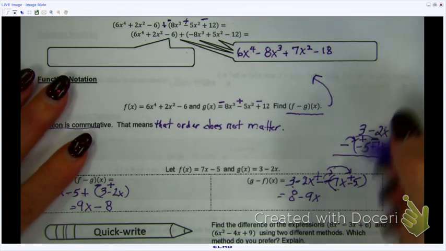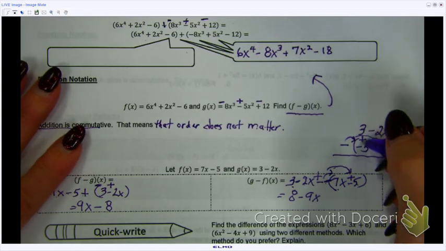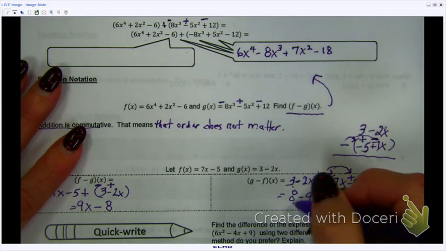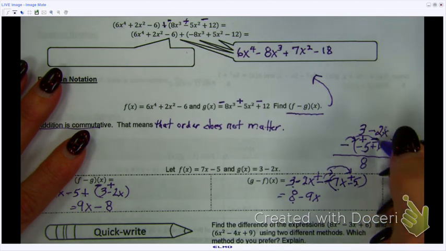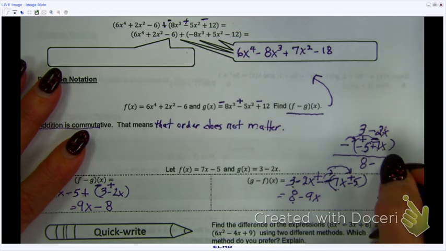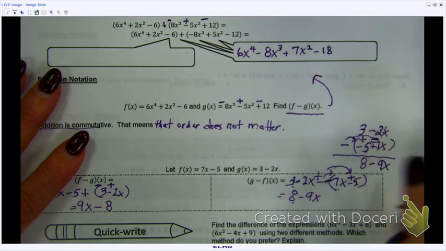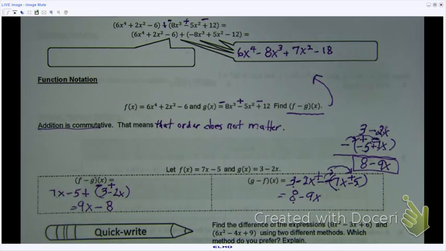And then you can do it vertically. 3 plus 5 is 8. Negative 2x minus 7x is minus 9x. We get the same answer, it's just vertical instead of horizontal.